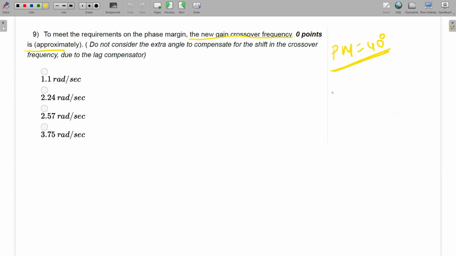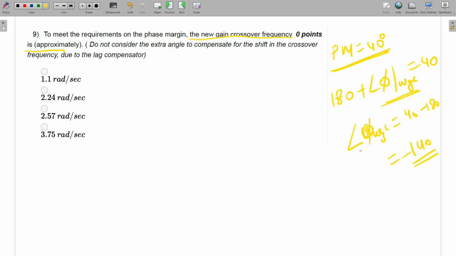How can we achieve this? 180 plus phi at omega gc, that will be equal to 40 degrees. So phi at omega gc will be equal to 40 minus 180, that will be minus 140. So at that point the total angle should be minus 140.